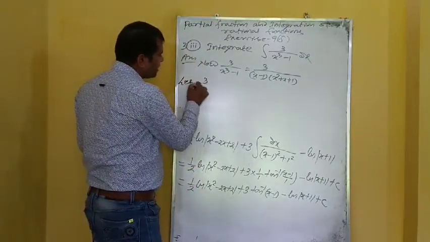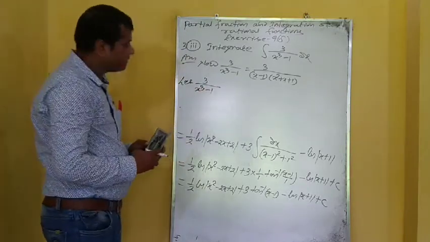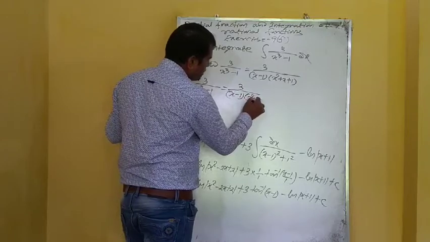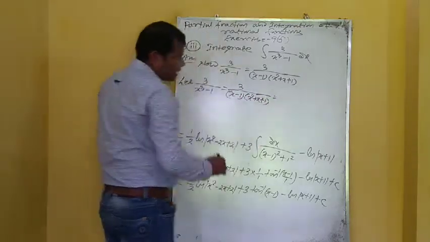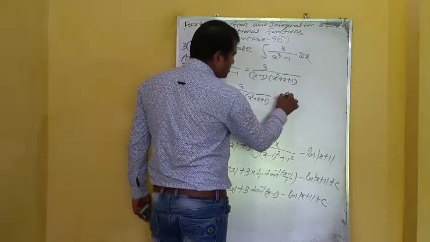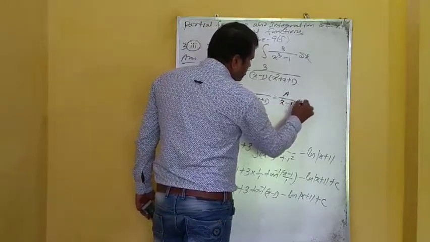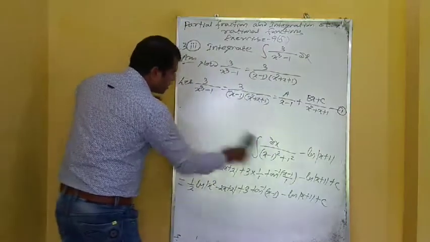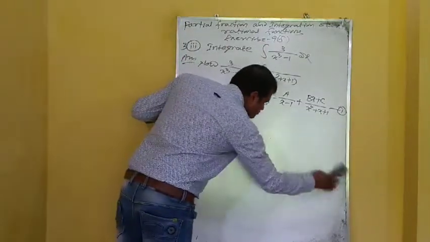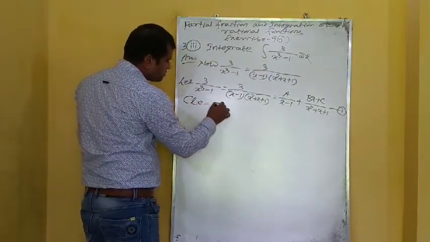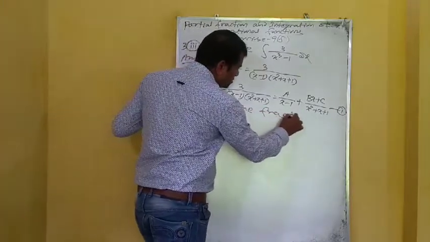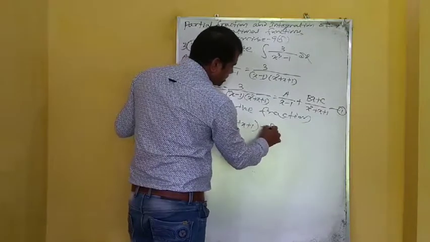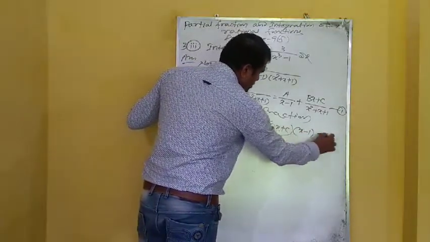Let 3 by x cube minus 1, that is, 3 by (x minus 1) whole into (x square plus x plus 1), equal to a by x minus 1, non-repeated linear factor, so we write some constant by factor, plus bx plus c divided by x square plus x plus 1, that is equation 1. Now clearing the fraction, we get 3 is equal to a whole into (x square plus x plus 1) plus (bx plus c) whole into (x minus 1), that is equation 2.